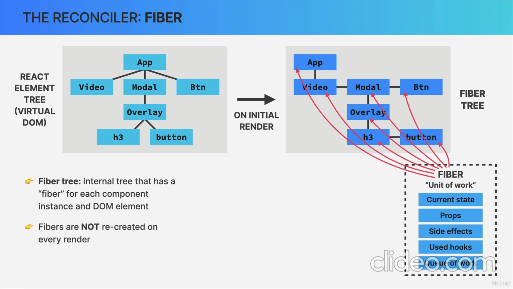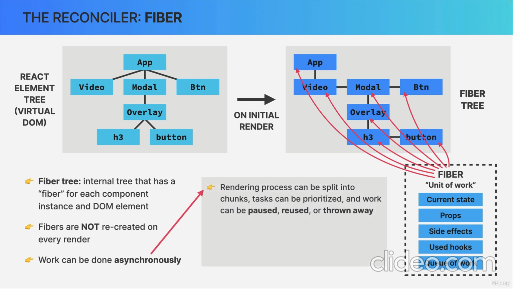Now, going back to the idea that fibers are units of work, one extremely important characteristic of the fiber reconciler is that work can be performed asynchronously. This means that the rendering process, which is what the reconciler does, can be split into chunks, some tasks can be prioritized over others, and work can be paused, reused, or thrown away if not valid anymore. Just keep in mind that all this happens automatically behind the scenes. It's completely invisible to us developers.